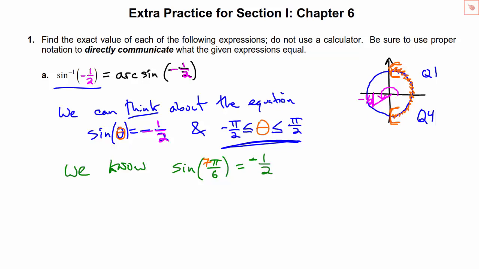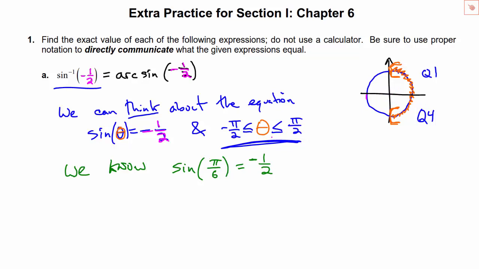But the problem is that 7 pi over 6 is in quad 3 while we're required to have an angle in quad 4 or 1. Oh no, I erased a little too much. So 7 pi over 6 won't work. Since we're trying to get into quad 4, you might think, well, how about 11 pi over 6? 11 pi over 6, of course, is the angle that goes all the way around into quad 4 and ends here, where our height would be the desired negative 1/2 value. But the problem with 11 pi over 6 is that it's much bigger than pi over 2. We can't go bigger than pi over 2. So this isn't a correct result, so I'll get rid of that 11 pi over 6 information.